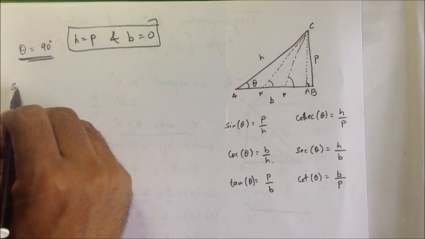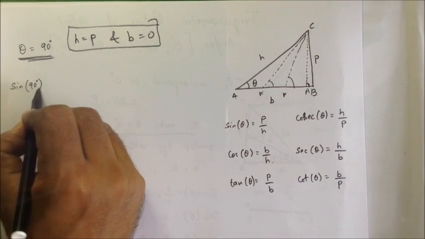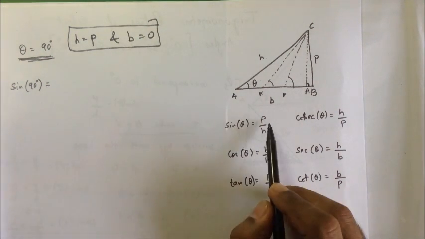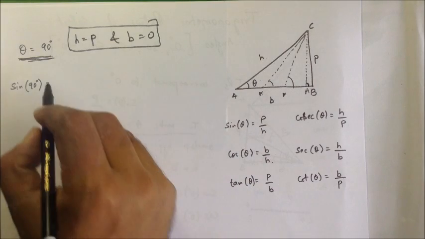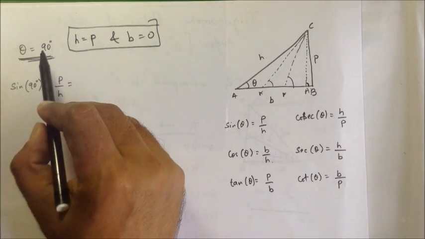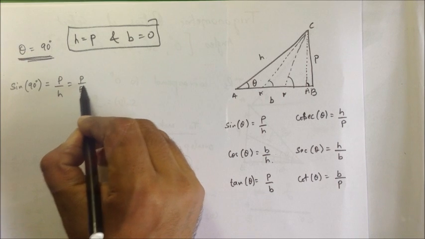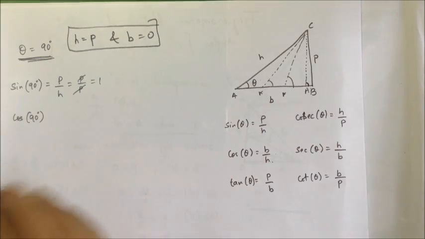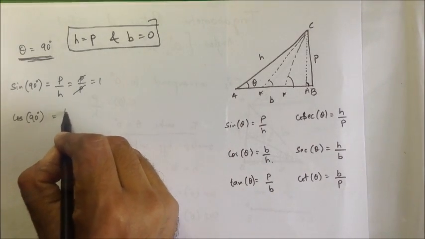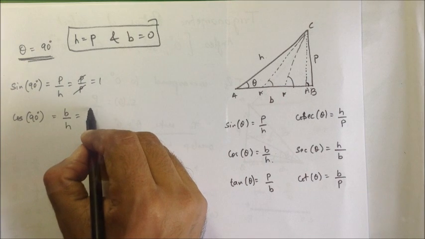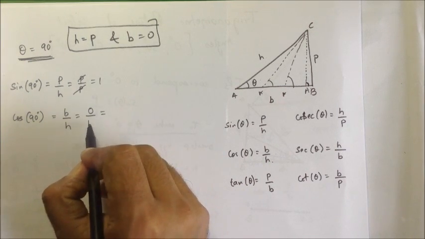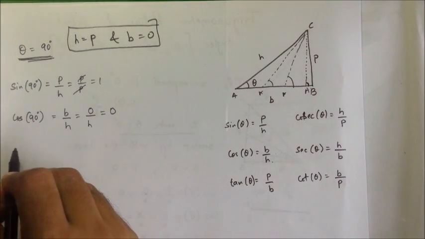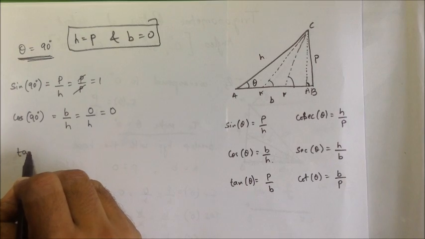So sine of 90. The sine is the ratio between perpendicular and hypotenuse. So it would be P upon H, but we have seen that for angle 90, H is equal to P. The answer would be 1. The next is cos of 90. Cos is the ratio between base and hypotenuse. The base has become equal to 0, hypotenuse remains H, 0 upon anything is 0, hence cos of 90 is 0.